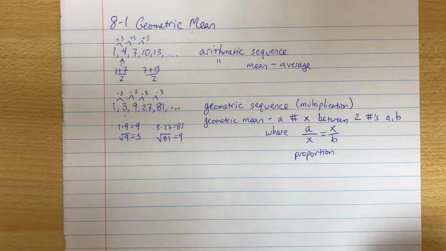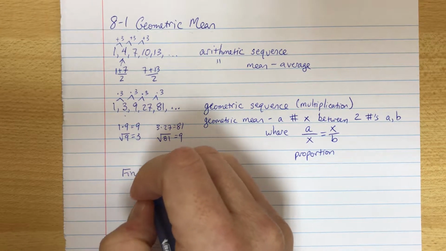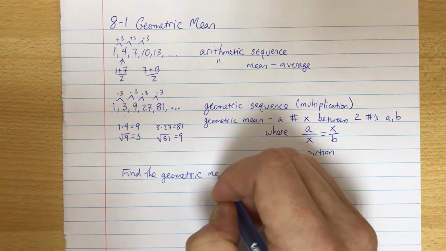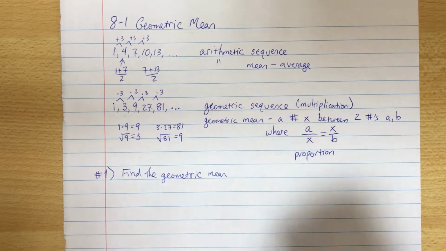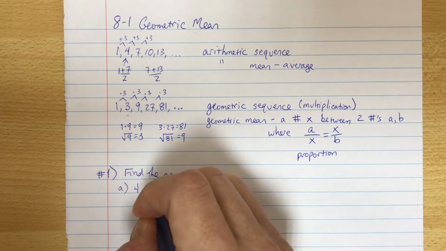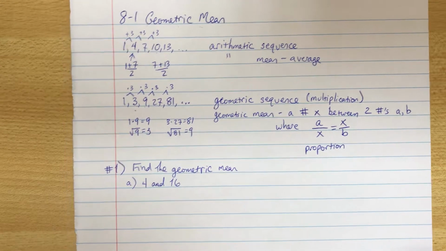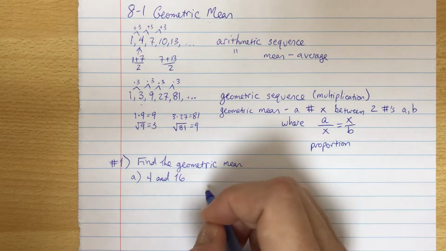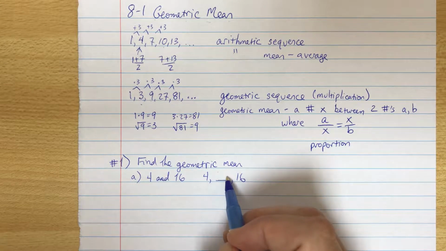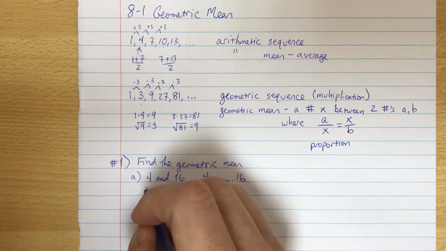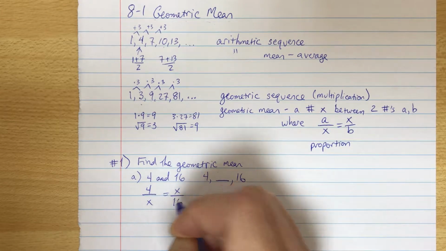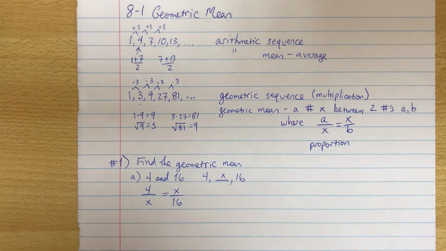Okay, so for example, find the geometric mean. Here's example number 1. Find the geometric mean of part A, 4 and 16. What we're looking for is a number between 4 and 16 where you would multiply the same amount to get to that number and then to get to 16. So we'll say 4 over x equals x over 16. x is the number between.